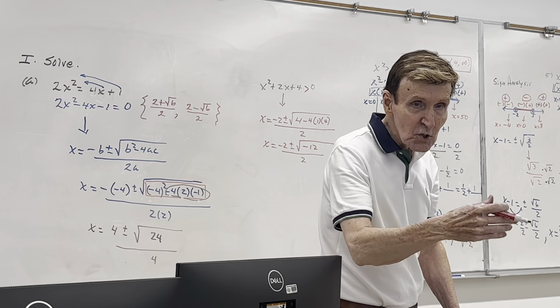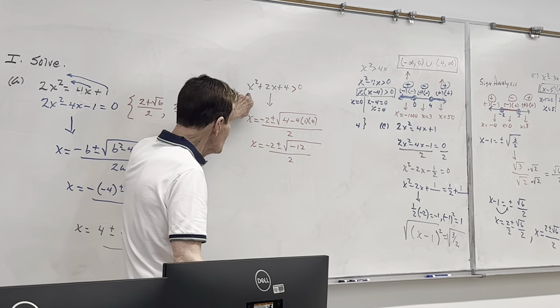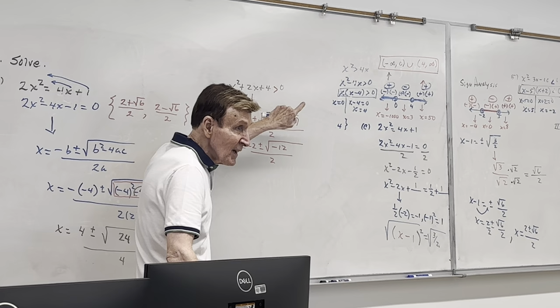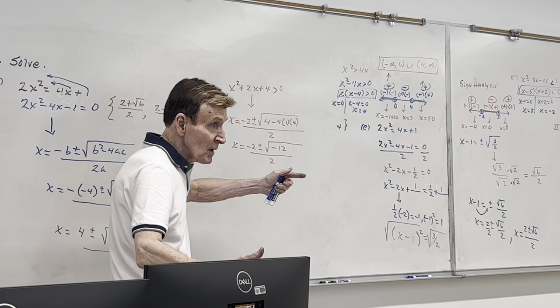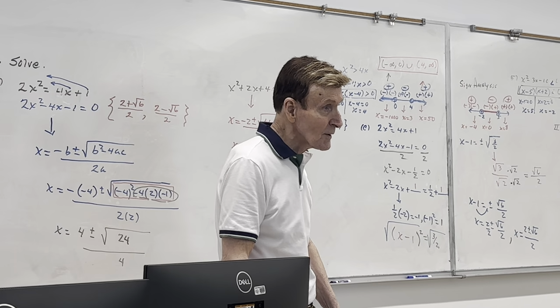Is, for an example, 2 an answer? If I just randomly choose 2. 2 squared is 4. 2 times 2, 4. What's that? 8 plus 4, is that 12? 12 is greater. Is 12 greater than 0? There's another answer. So there are some answers here.